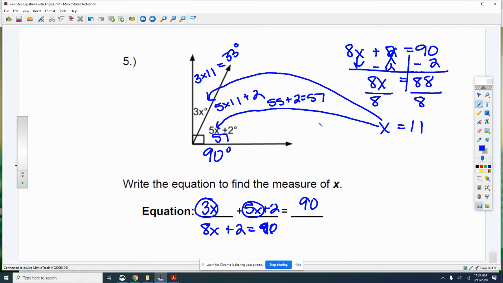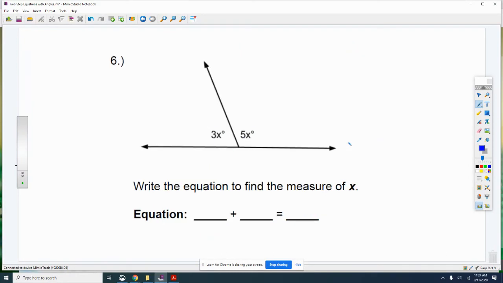And then I can add them together and make sure they equal 90 degrees. And they do. So you need to pause the video and solve for this and give the value of x and both angle measurements.